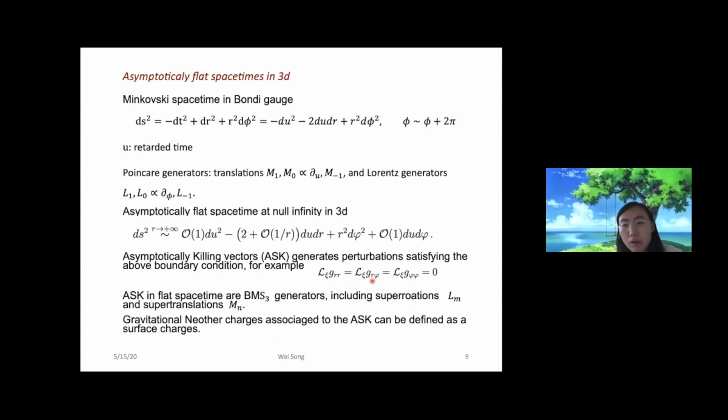If you solve these conditions, you'll find that of all these M's and L's, only six of them are exact symmetries. That's the Poincaré generators. After solving the asymptotic Killing equations, you get Ln's, which are the superrotations, and Mn's, which are the supertranslations. One can define gravitational nonlinear charges associated to these asymptotic Killing vectors, and they can be expressed as surface charges.